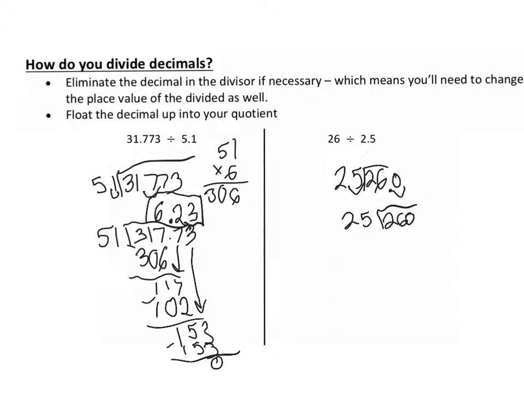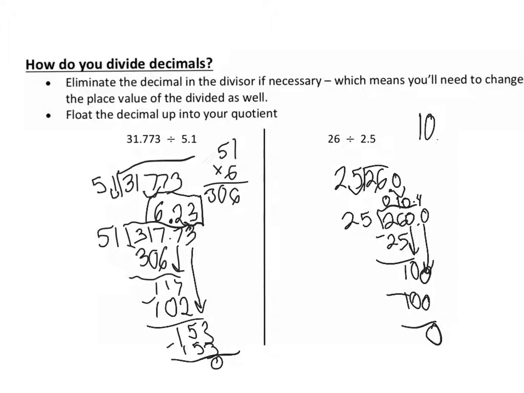So 25 goes into 2 0 times. 25 goes into 26 once, and that is 25. You get 1 left over. Bring the 0 straight down. 25 goes into 10 0 times. So we have to put a decimal now and a 0. Bring it straight down. 25 goes into 100 4 times, and that is 100. So we're left with the final answer of 10.4.